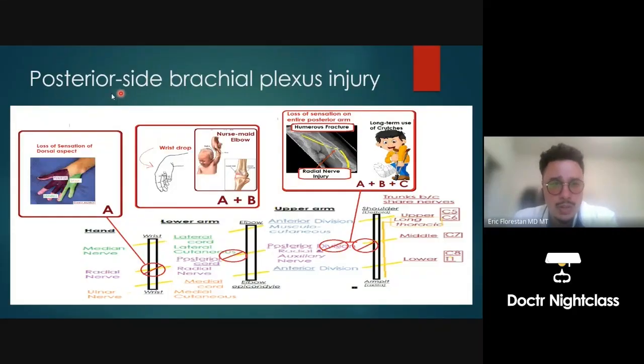The posterior side of the brachial plexus. Okay, great. So we have our trunks here, right? We have our lateral aspect of the shoulder, the elbow, the wrist. We have our medial aspect of the wrist, the elbow, the shoulder, which we call the armpit here, medially, the armpit, right? So where's the posterior?